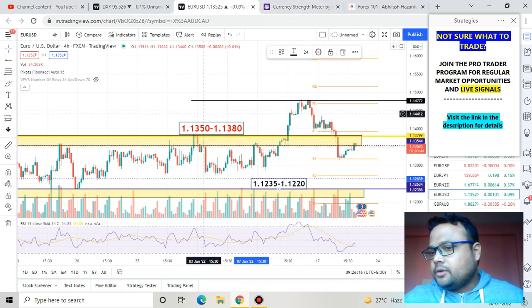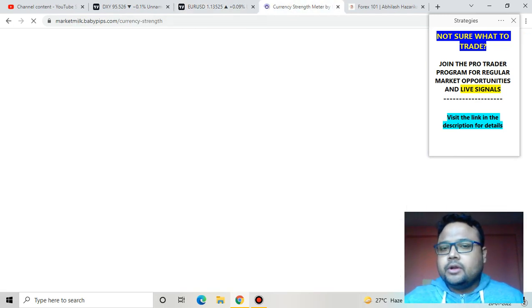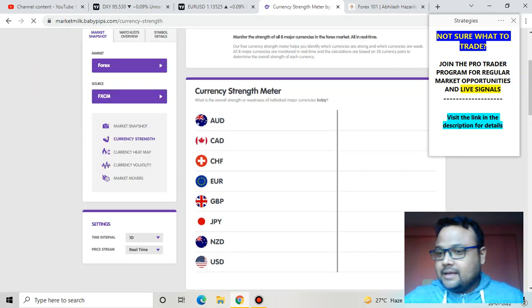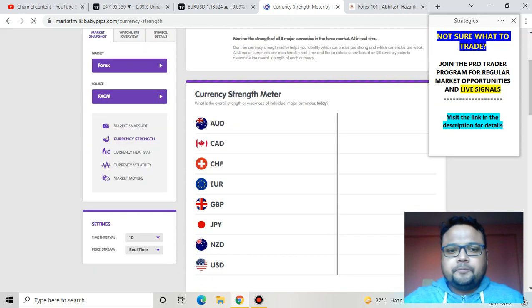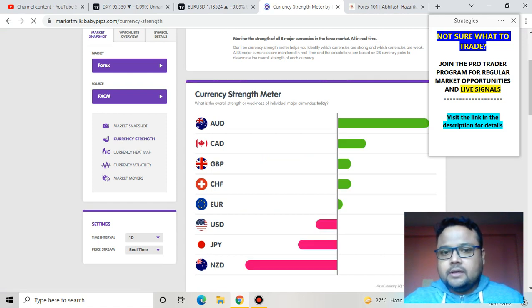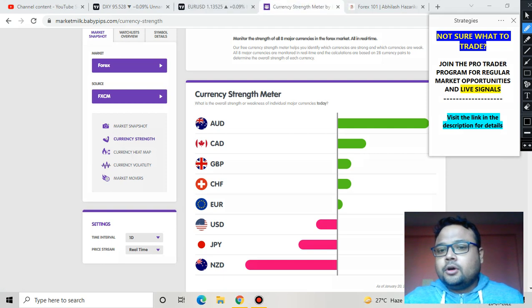And before I talk about Euro USD, I would like to take you to the currency strength meter. Right now it is loading. Okay, let's wait. Yeah, our currency meter is ready. Today, the euro is the strongest currency, and NZD was the weakest. So keep in mind, the dollar is in the weaker zone right now.